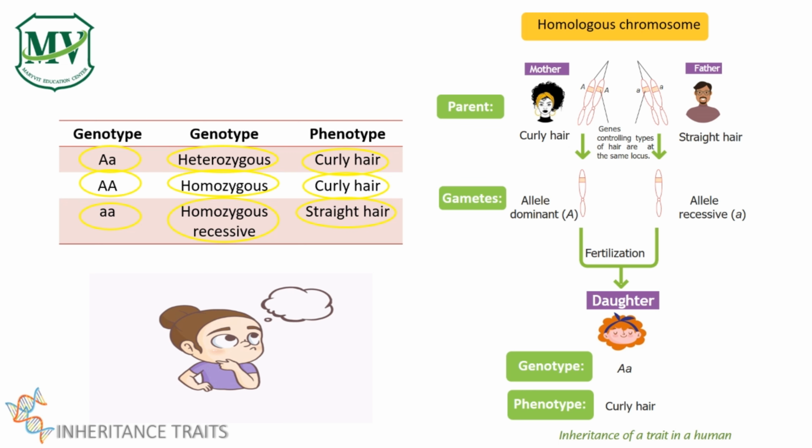Next, if the genotype of the offspring is homozygous dominant, then its phenotype is still curly hair. This is because of the presence of both dominant alleles. Lastly, if the genotype of the offspring is homozygous recessive, then its phenotype is straight hair. This is because of the absence of the dominant allele.